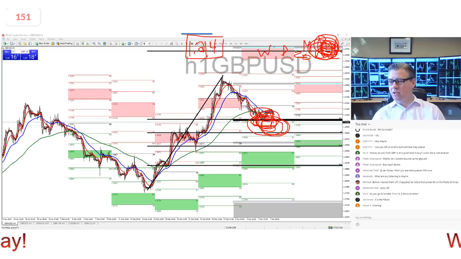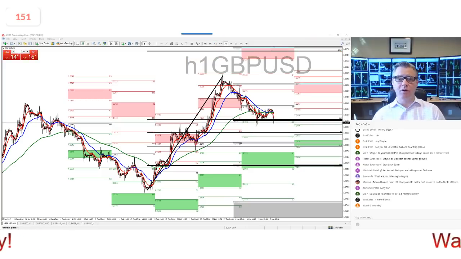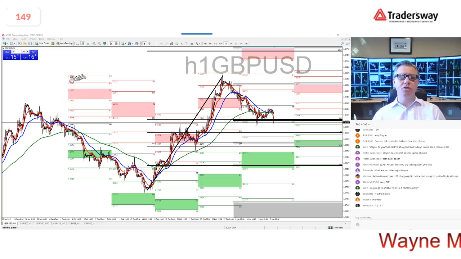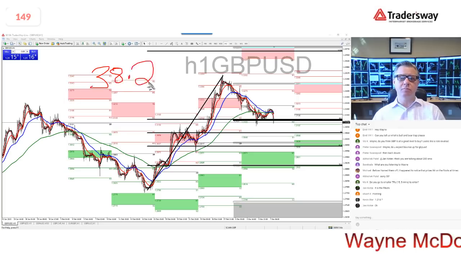Yeah, well, they're Fibonacci levels, but more important to me are the extensions. So, for example, how do you measure a 382 retracement? How do you measure it?